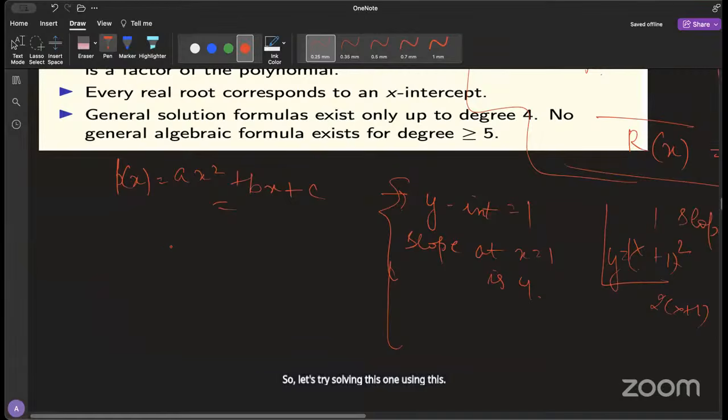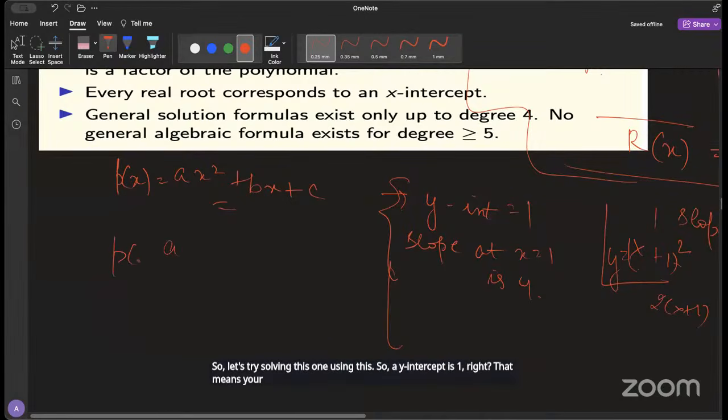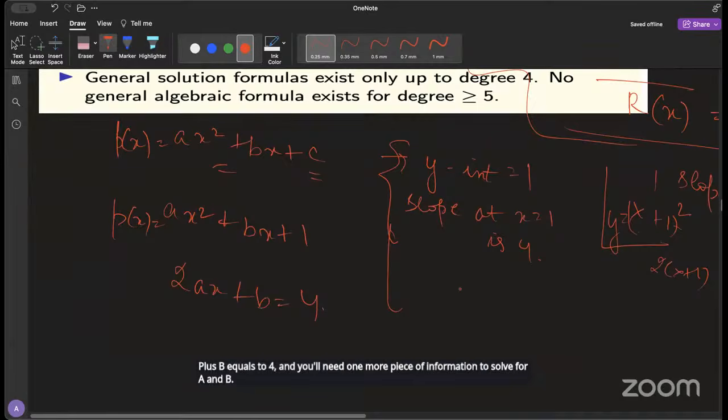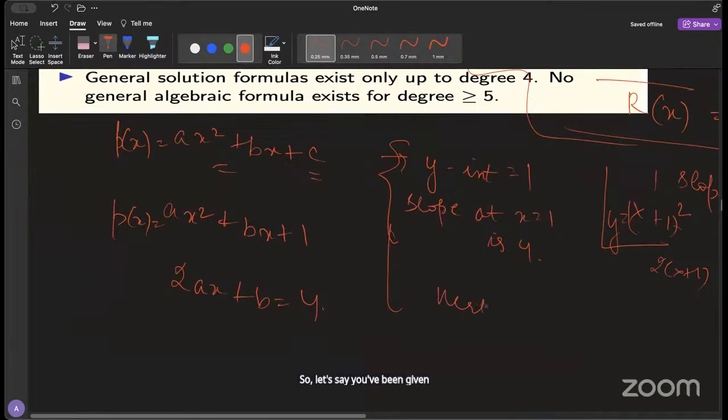So the y-intercept is 1, right? That means your polynomial is now updated to p(x) equals ax squared plus bx plus 1, right? We already know what c is. Then coming to the slope part, you have 2ax plus b equals 4. And you'll need one more piece of information to solve for a and b.